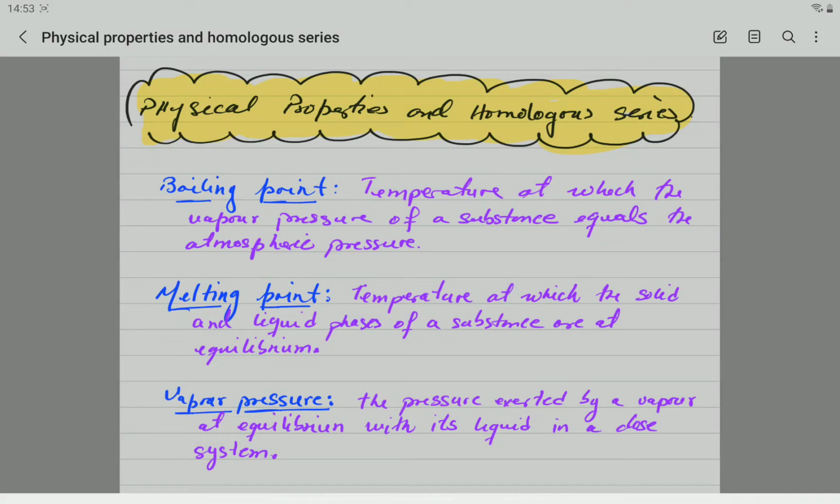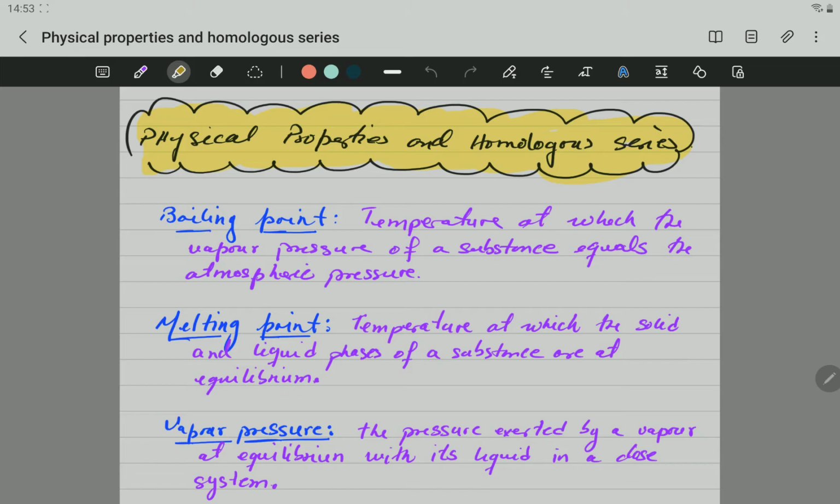We are going to be doing now a video on physical properties and homologous series. In the last video for grade 12, we did one about homologous series and intermolecular force. Now the next one will be physical properties and homologous series. In this video, first of all, let's find out about the different physical properties we have to learn here in grade 12. There's only three, so there's not too many physical properties.